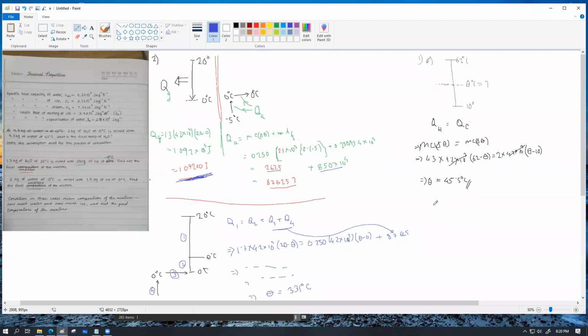Have a look. If we assume that we have mixed these two objects, and let's assume the entire temperature of this mixture was brought down to 0 degrees Celsius. Understand this part first. Let's say the entire temperature of this thing was brought down to 0 degrees Celsius.